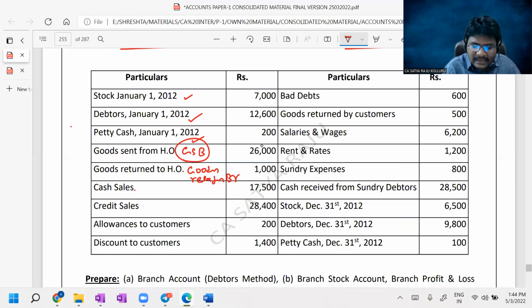Cash sales, credit sales, allowances to customers, discount to customers, bad debts, goods returned by customers, salaries and wages, rent and rates, sundry expenses, cash received from sundry debtors, closing stock, closing debtors, closing petty cash.